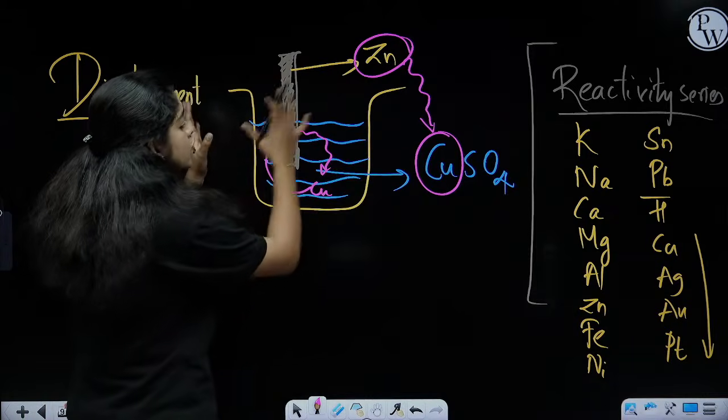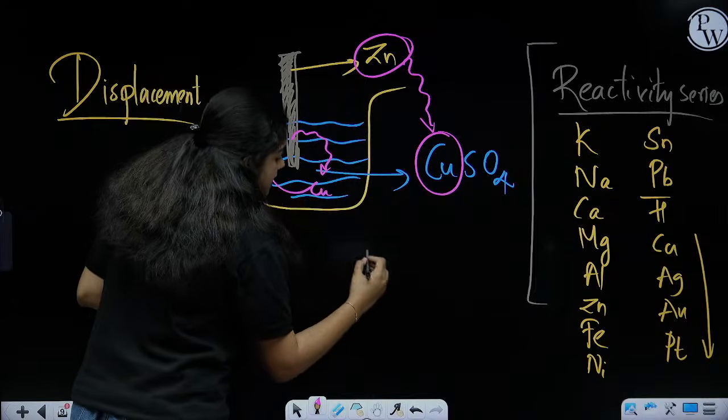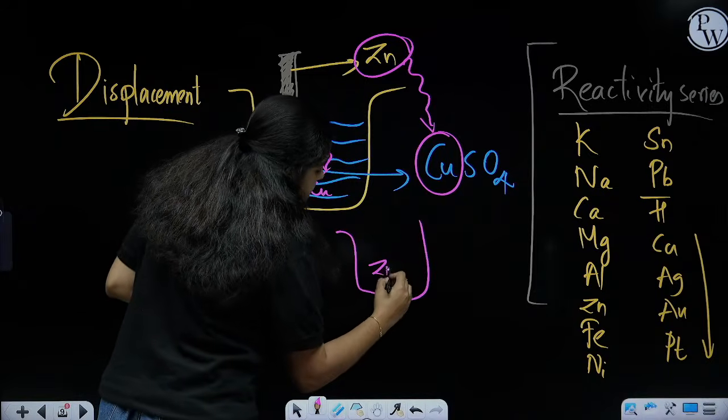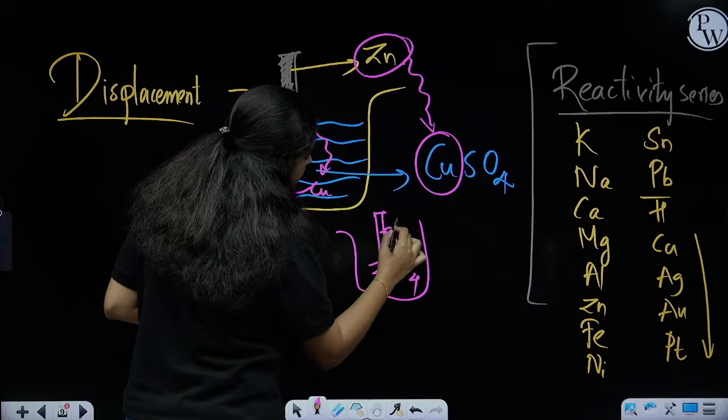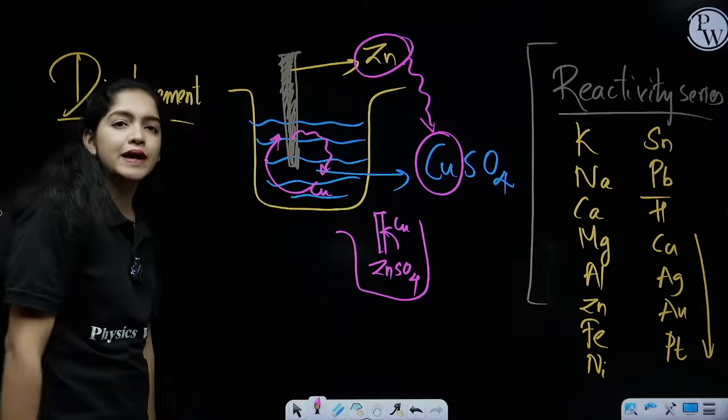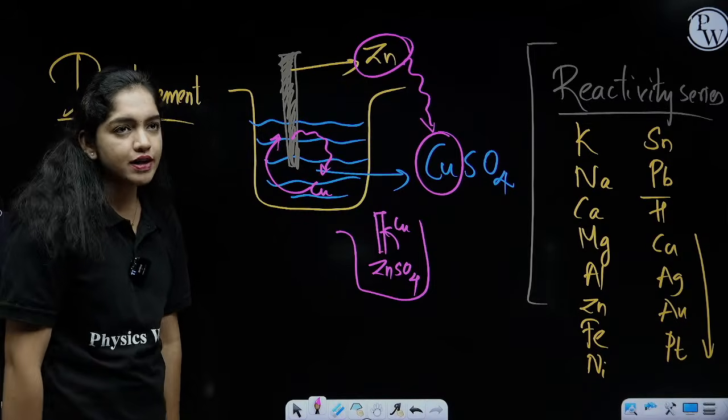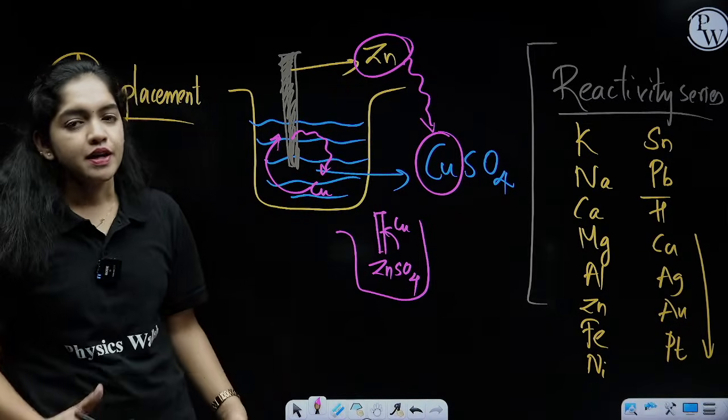So what will be the new product in the beaker? It will be ZnSO4. And at the bottom, it will be what? Copper. Copper is displaced from the solution. Got it? So that is a displacement reaction.